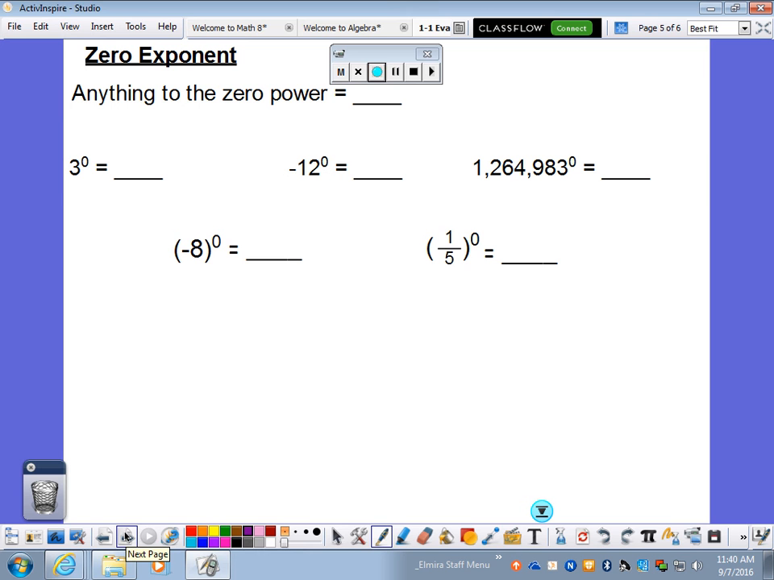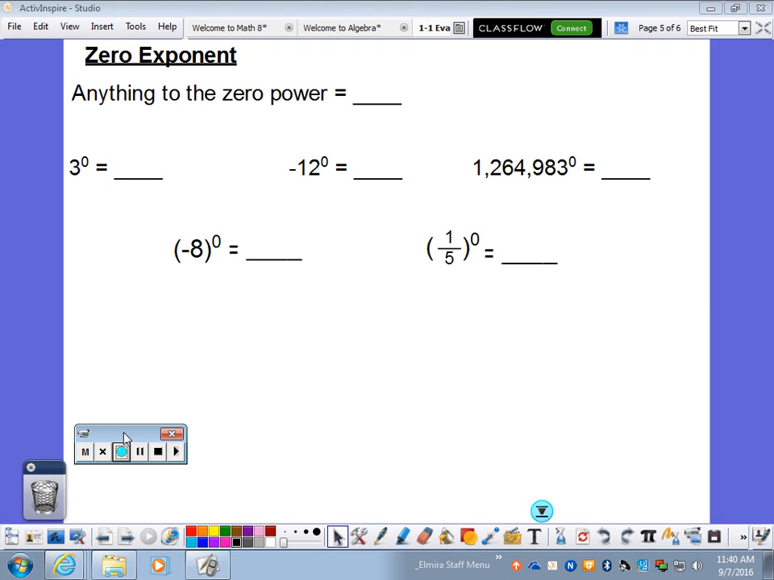Zero exponent. This blew my mind when I was a kid. I couldn't understand how this is even possible. And I can offer you an explanation later in the chapter of why this is true. But for today, I just want you to understand that anything to the 0 power equals 1. Kids want to say, no, it's 0. Well, it's not 0, it's 1. So if I have 3 to the 0 power, it's equal to 1. Negative 12 to the 0 power is negative 1. Why is it negative? Because 12 to the 0 power is 1, and then we bring the negative 1 down.